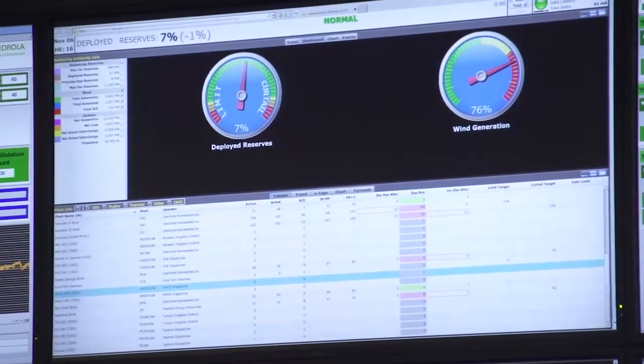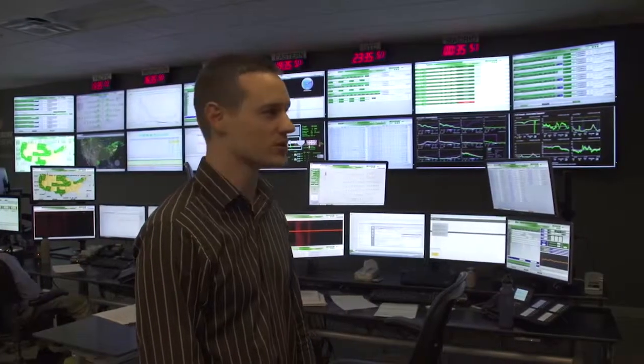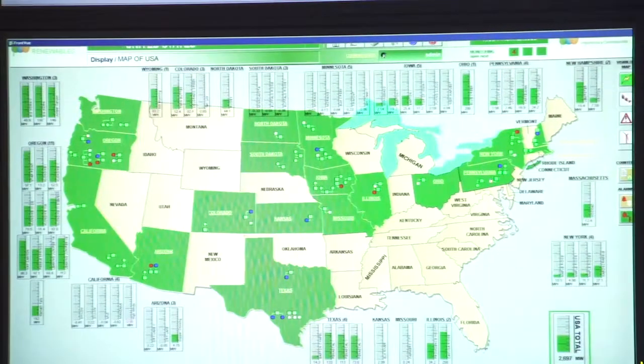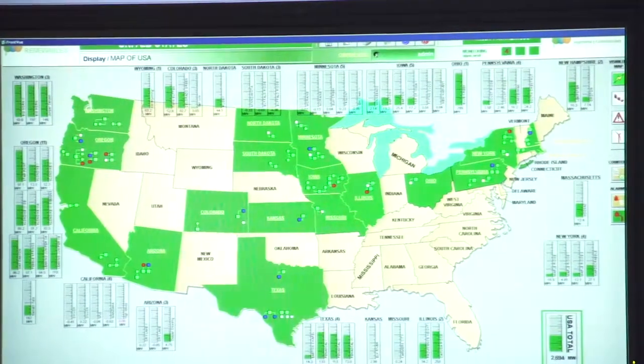We're at the National Control Center for Iberdrola Renewables here in Portland, and this is where we have information coming in from all of our wind farms across the country.